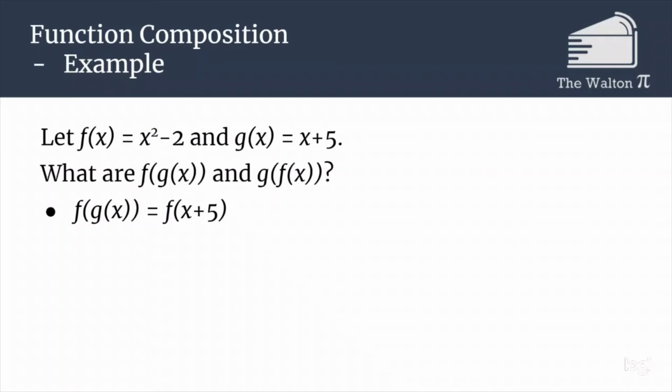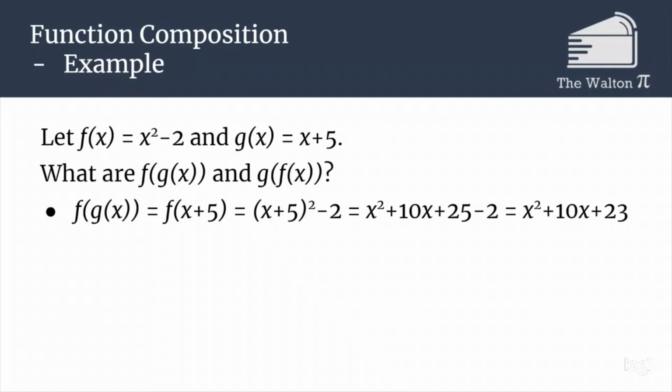So what we're then going to do is we are going to replace every x in f of x with an x plus 5. So that's going to be quantity x plus 5 squared. Since in f of x it's x squared, it's now going to be x plus 5 all squared minus 2. We can then expand that, so that becomes x squared plus 10x plus 25 minus 2, which simplifies to be x squared plus 10x plus 23. So that is one way to write f of g of x.